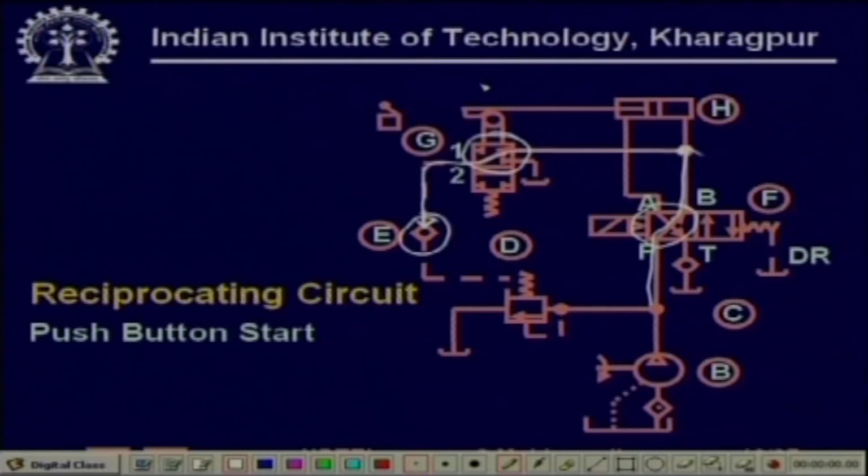The moment it starts to move left, this cam will be released, and when the cam is released, it will shift to the lower position, and again the vent port of this valve is going to get plugged and the cycle repeats.